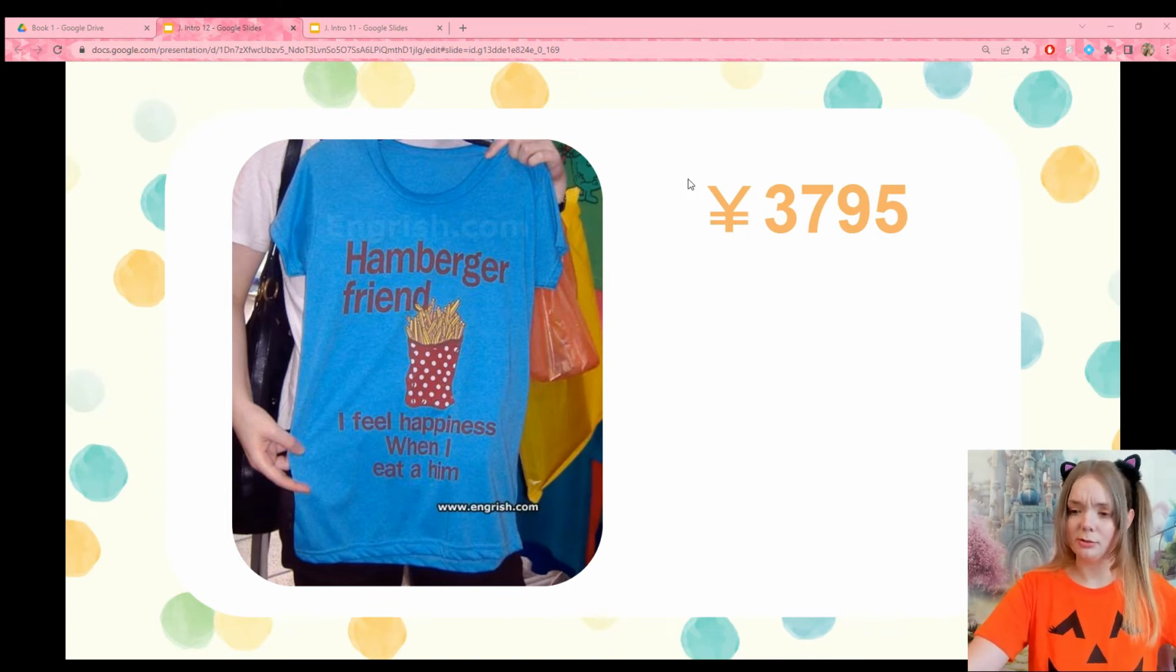Okay. Last one, we have "hamburger friend." Hamburger with an E, of course. "Hamburger friend, I feel happiness when I eat a him." I like this shirt a lot. I would definitely wear this shirt.